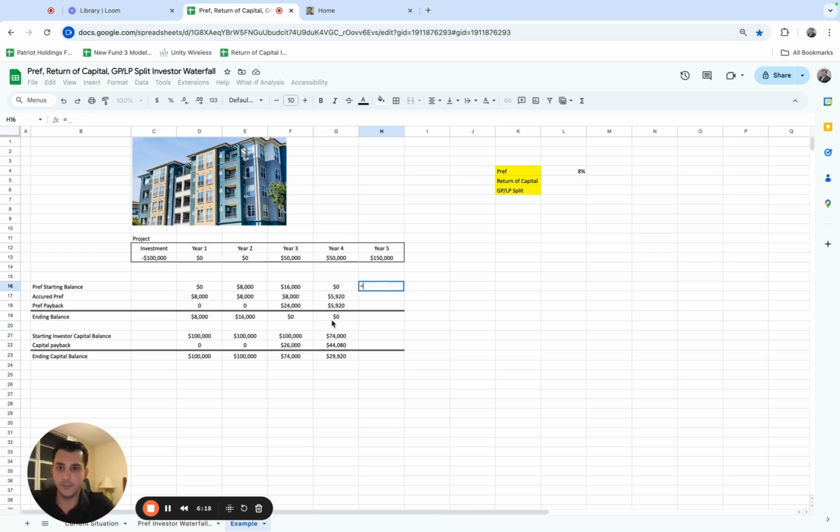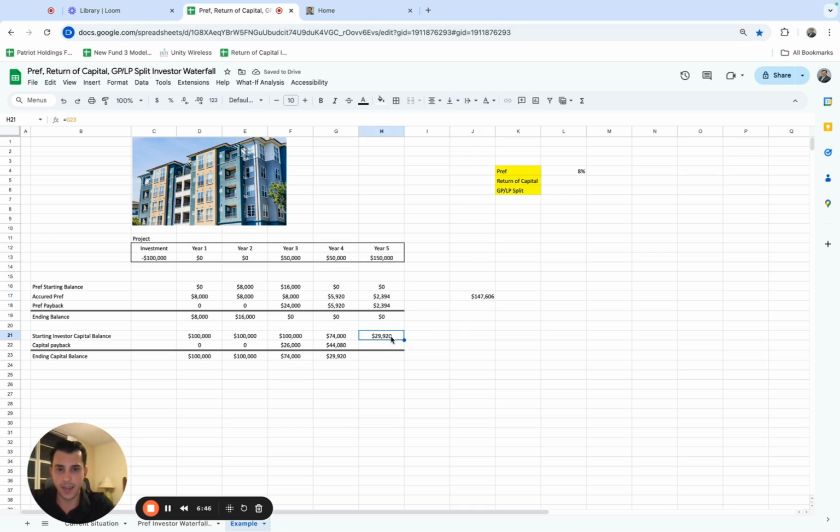So year 5, starting pref balance is 0. Accrued pref is going to be 2,000 because it's 8% of the 29,000. Now the pref payback, we have a big exit here, 150 grand. So all that 2,000 is going to be paid. The pref goes to 0. And now after we pay that 2,000, we have 147 left over.